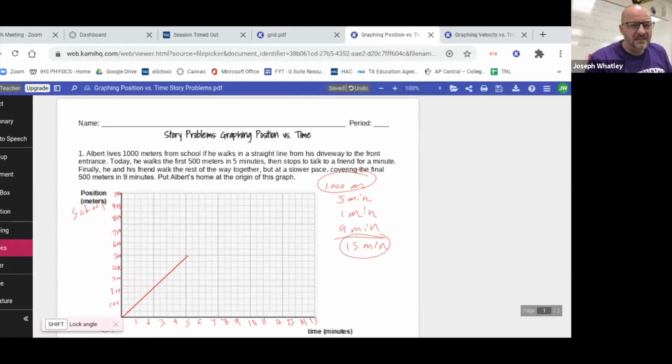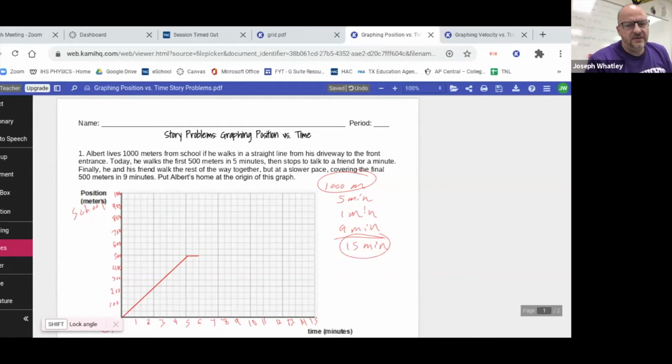Now next, it said that he stopped and talked to a friend for a minute. So what does that line look like? It would be a flat line because he wasn't moving. Okay, does that flat line go back down to 0, or where does that flat line start at? It just goes across from 500 meters. Exactly. So he's still at 500 meters from home, but he stood still for 1 minute talking to a friend. So there's my 1 minute.